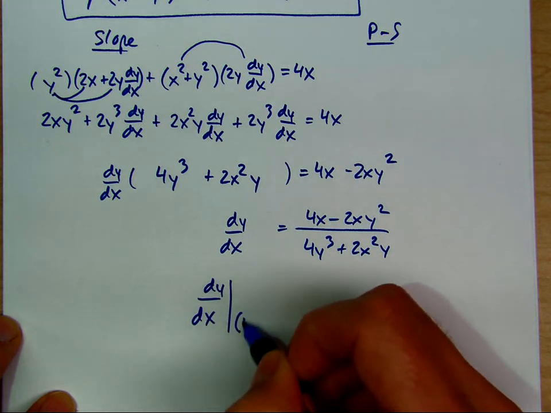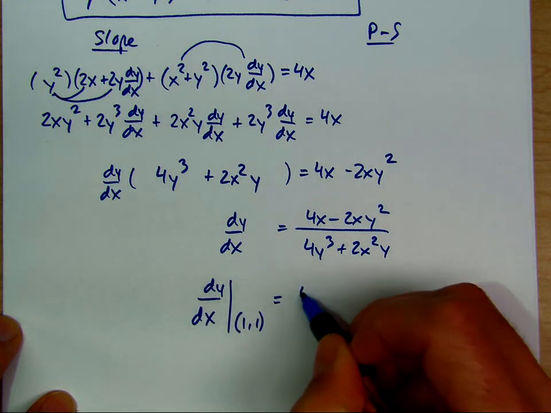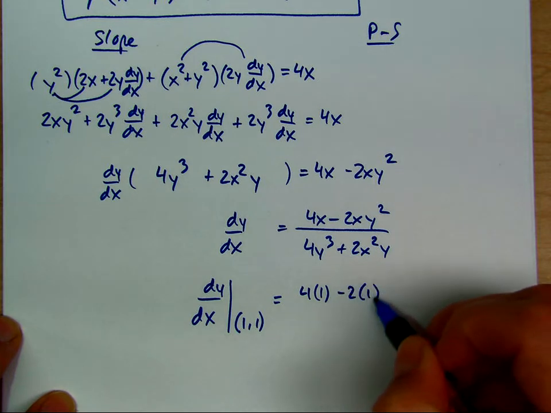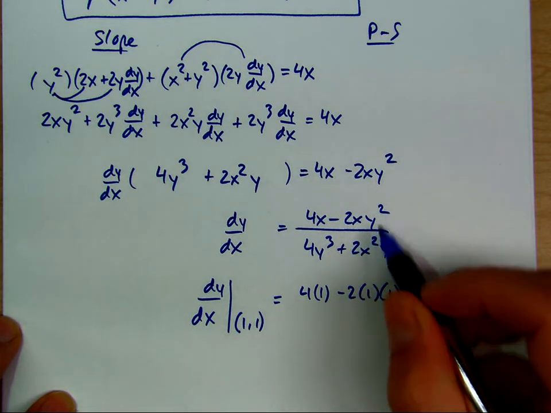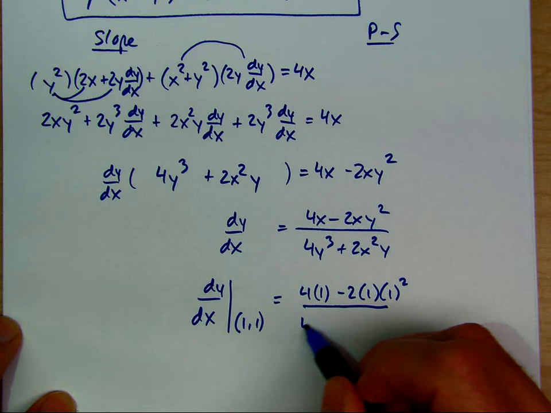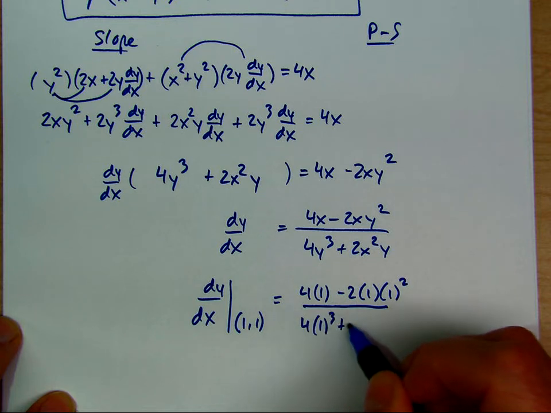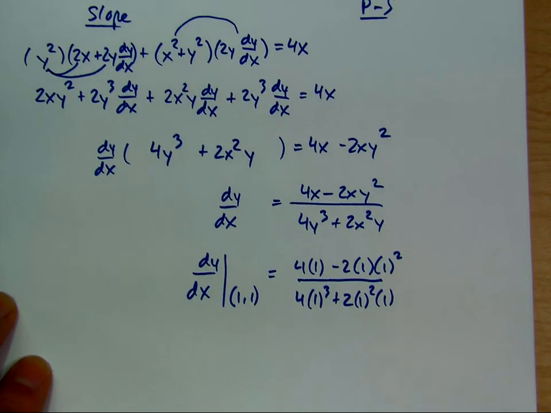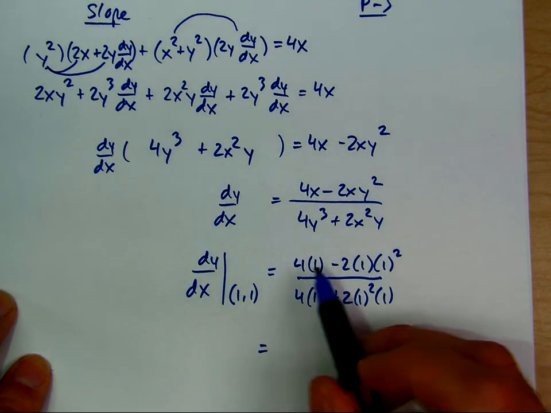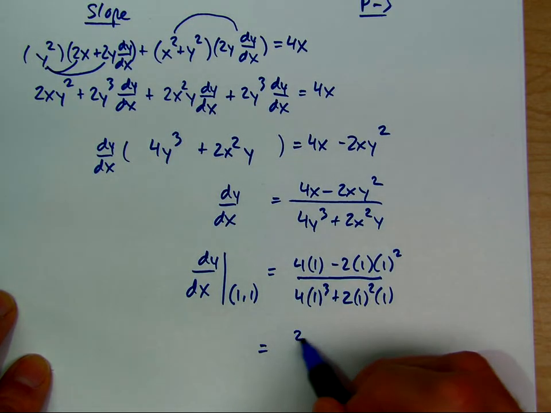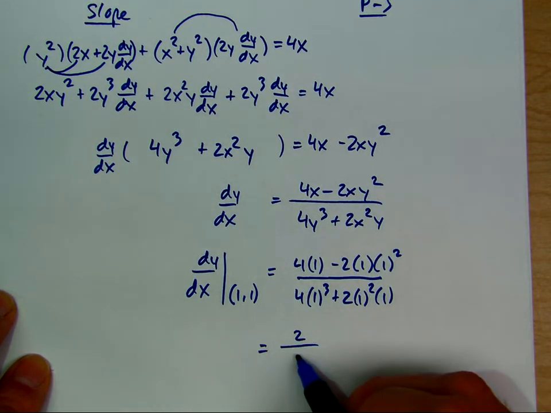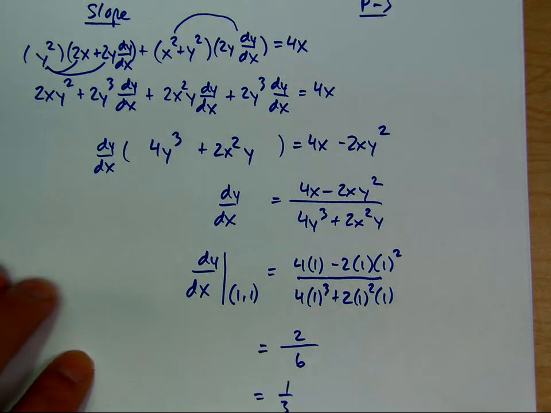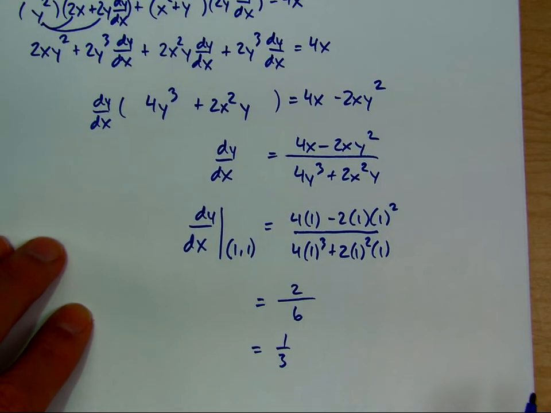Evaluated at (1, 1). 4 times 1 minus 2 times 1 squared, putting the x values in and the y values in. 2 times 1 squared times 1. 4 minus 2, 4 plus 2, 1/3. We have the slope.